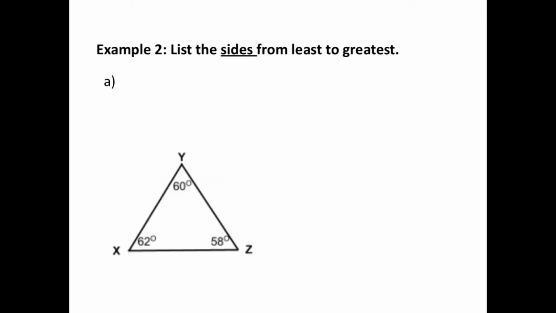We'll use that same relationship to figure out the sides from least to greatest, but notice again in the picture, it's asking for the sides, but we're given the angle information. So I do the same thing. If I want the smallest side, I'm going to start with the smallest angle and look opposite of that. So opposite of angle Z is side XY. So that's going to be the smallest one.